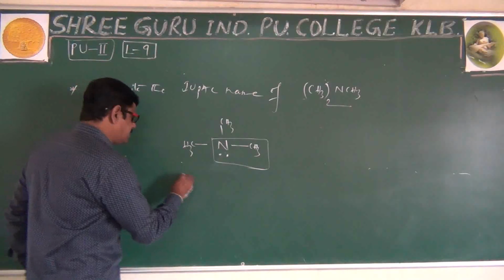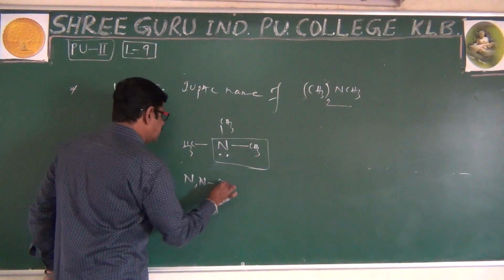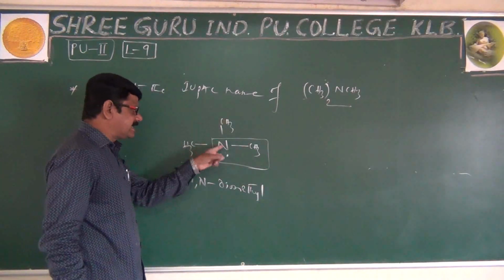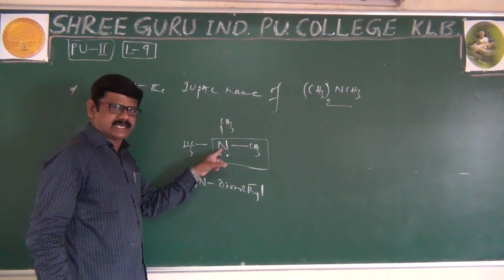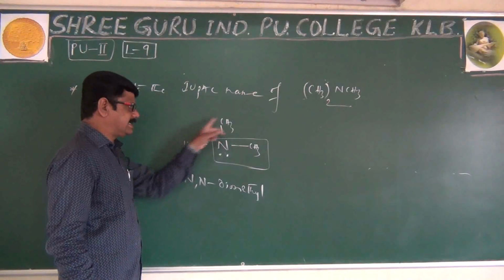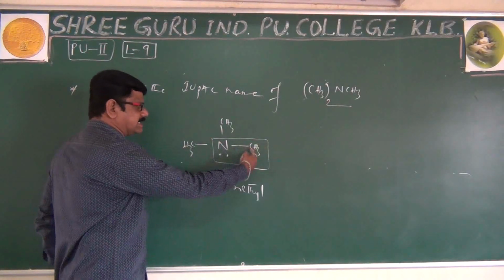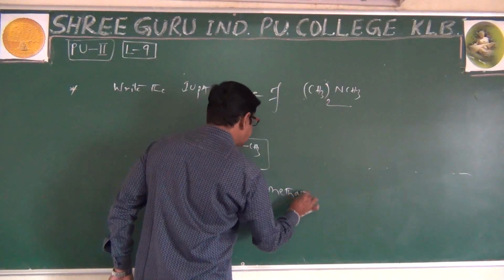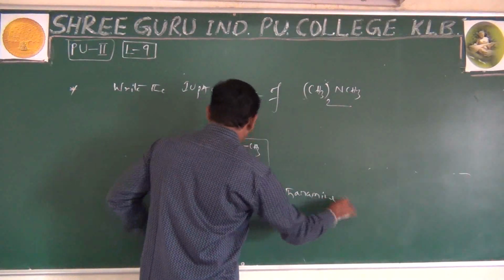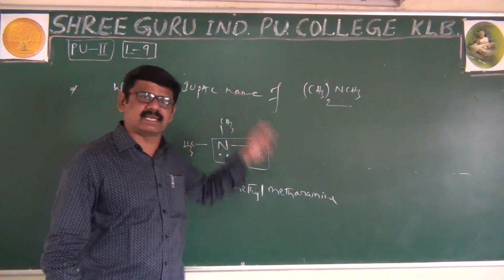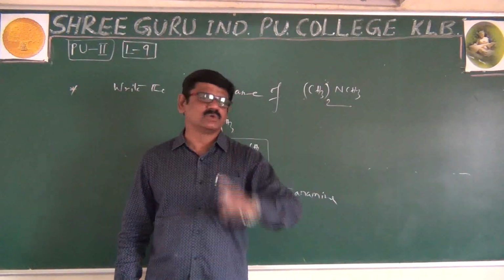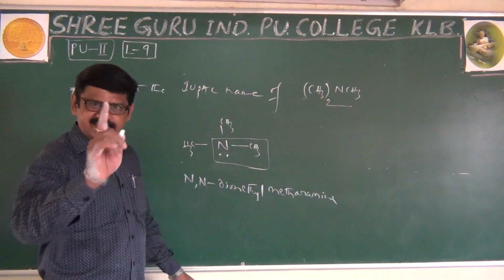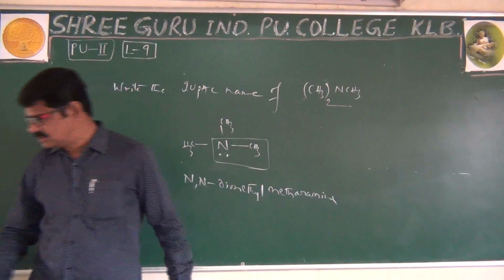That's why its IUPAC name is N,N-dimethyl. Because this methyl is connected to nitrogen, this methyl is also connected to nitrogen. N,N-dimethyl, and the parent chain contains only 1 carbon, that's why methanamine. That's it. The same example I have explained in the nomenclature class. Please go to that nomenclature video. N,N-dimethylmethanamine carries 1 mark.